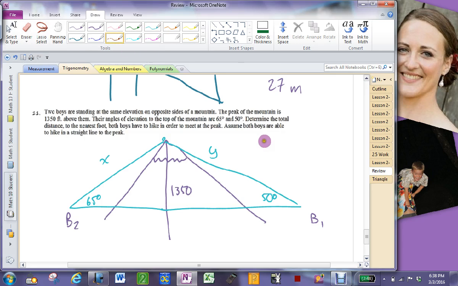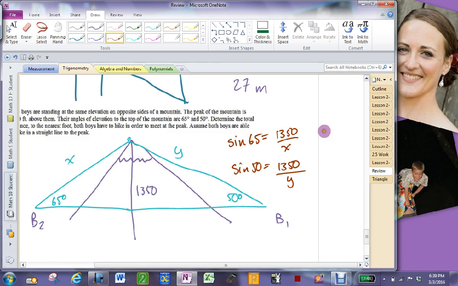So, sine 65 equals 1350 over x, and sine 50 equals 1350 over y. So then, I just got to solve these and then add it. x equals 1350 divided by sine 65, and y equals 1350 divided by sine 50. Then I just got to add them.